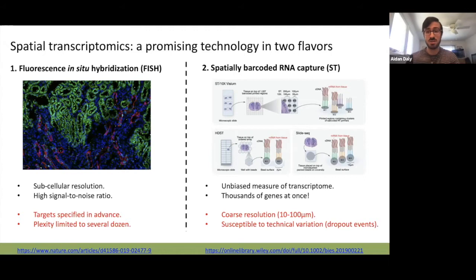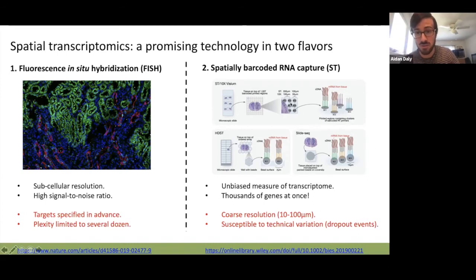So this is an unbiased measurement of the transcriptome. It captures all mRNAs nominally with the same efficiency, so you don't have to specify your targets in advance, and you get thousands of unique genes at once, depending on the technology. The downside of this is the resolution is a lot coarser than the fish-based methods.